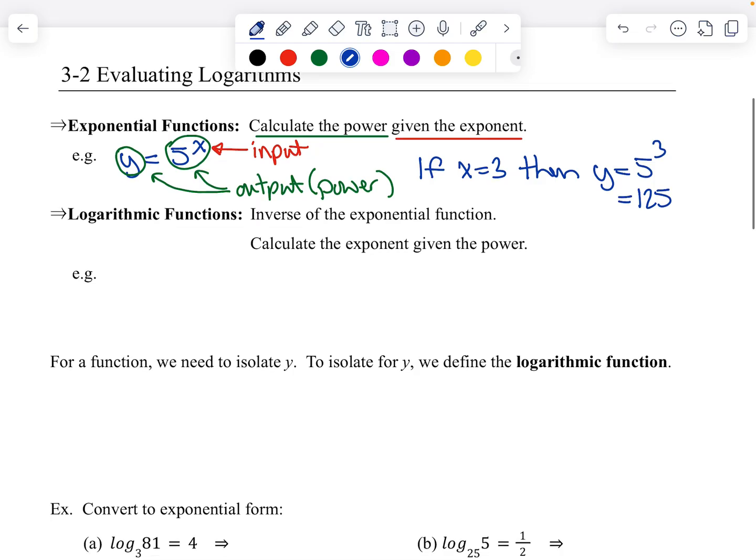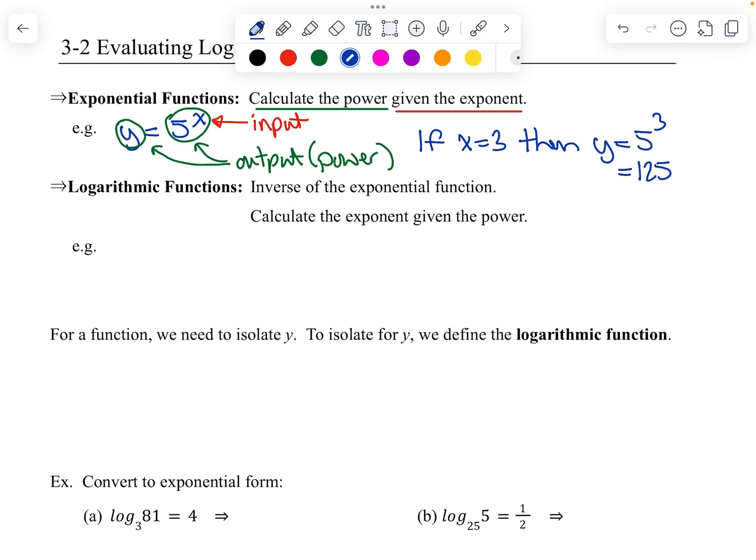Now, to come up with the idea of a logarithm, what we need to remember here is what is an inverse function? Logarithms are the inverse of the exponential function. So the first thing we need to remember is that to get an inverse, what we do is that we switch the x and the y values. Notice that as we do that, we are now given the power. So our input variable is now the actual power. And our output variable now, as we switch them, our output will be to figure out what is the exponent.